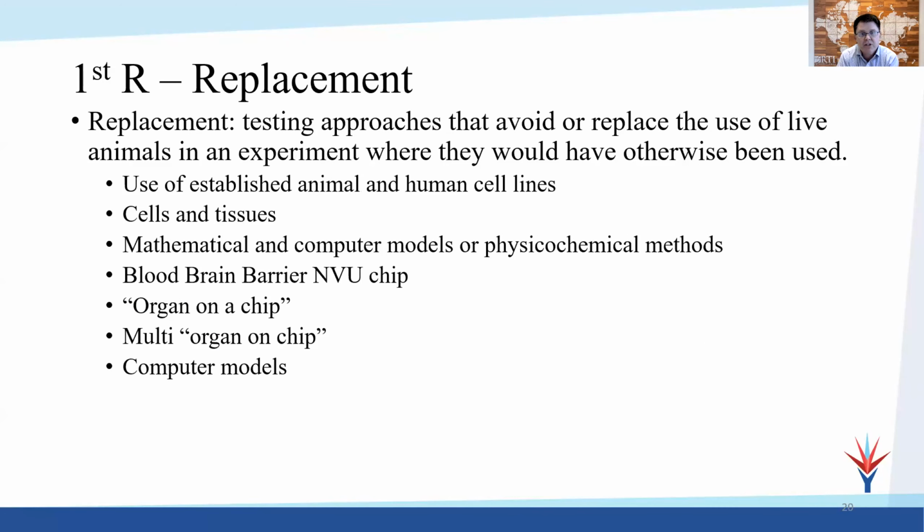So what is the first R? That's replacement. So what would replace? Well, animal and human cell lines that have been established, cells and tissues, mathematical and computer models. What we just had in an earlier slide, the blood-brain barrier NVU chip, organ on a chip, multi-organ on a chip, and computer models. These are methods to replace.